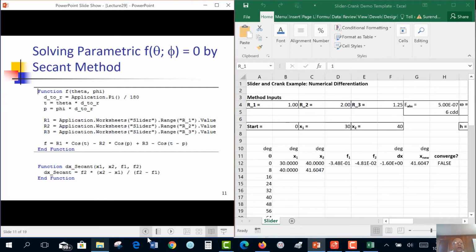Okay. So I have two Visual Basic functions in this module. We want to solve this parametric equation, function of theta and phi is equal to 0, by secant method. Remember, theta is our parameter and phi is our unknown in this case. So we'll have function f, theta, and phi. Remember the equation we just derived.